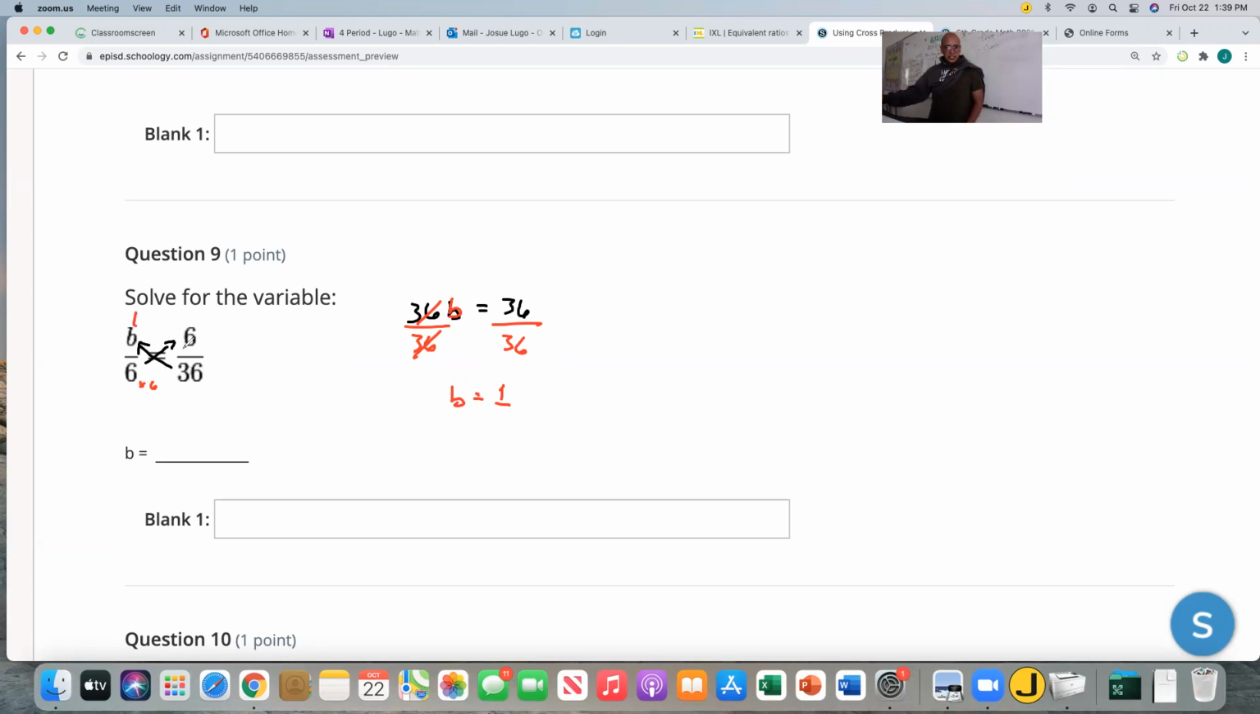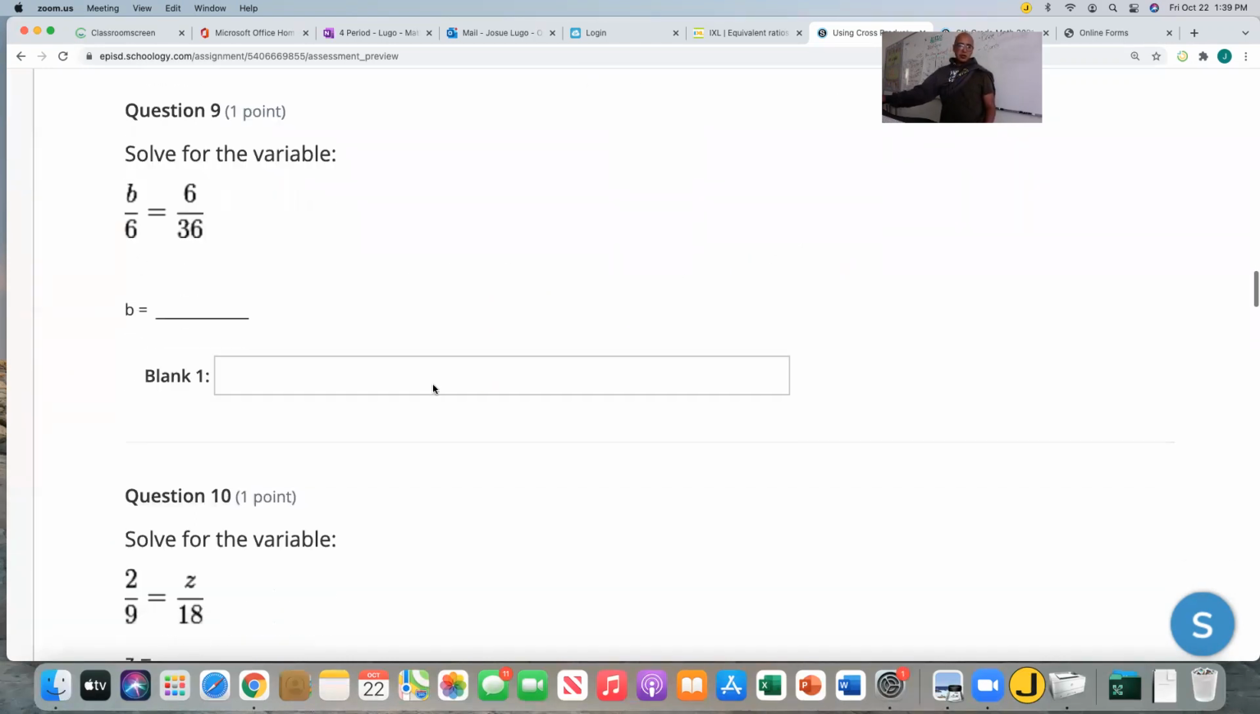You can write, instead of B over 6 is 6 over 36, you can write 6 over 36 is equal to B over 6. I'm not changing the order of the fraction because 6 is still the numerator. I just put this in front. It means the exact same thing. 36 divided by 6 is 6. 6 divided by 6 is 1. So my answer would be 1.